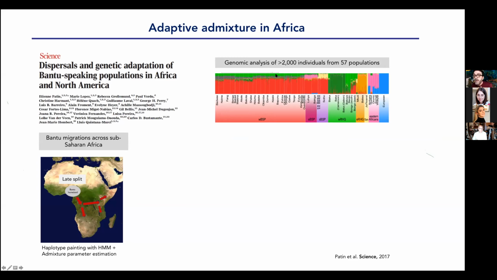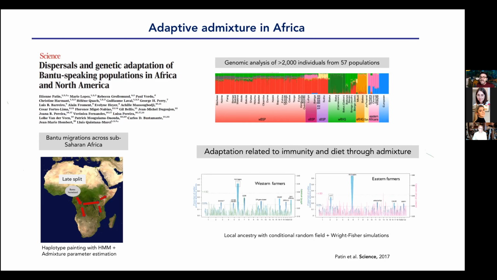And which populations do they come from? Easy. The green comes from pygmies, Western rainforest hunter-gatherers. Eastern Bantus admixed with East African pastoralists, and Southern Bantus admixed with Khoisan populations, which you can see here. But most importantly, what we showed is that this admixture has sometimes been beneficial.